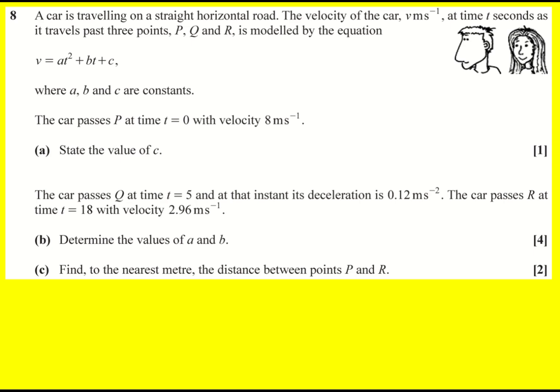have velocity, which is modeled by this equation, which is a quadratic. A, B, and C are constants. The car passes P at time t equals 0 with velocity 8. State the value of C.